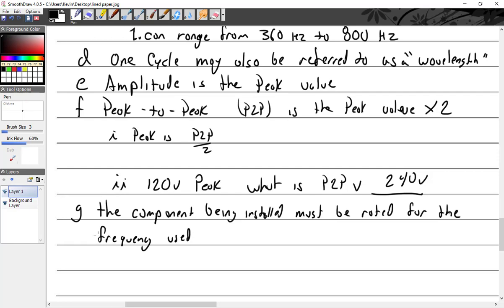Who are my world travelers that have different frequencies in other countries? In Russia, what is the frequency? 50. So what happens if you try to use stuff made here in Russia? It doesn't work, it will be burned, because it's 240 volts in one line. All right, so 240 volts, 50 hertz. And here, what do we have? 120 volts at 60 hertz. Okay.